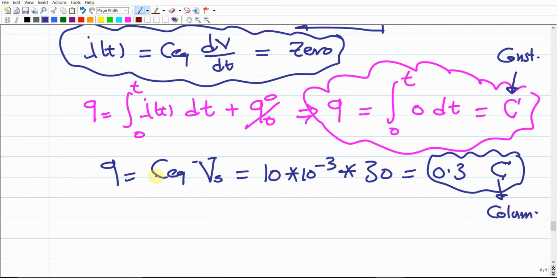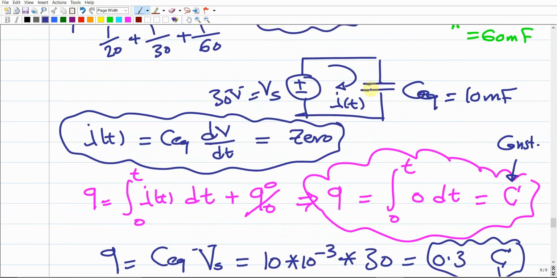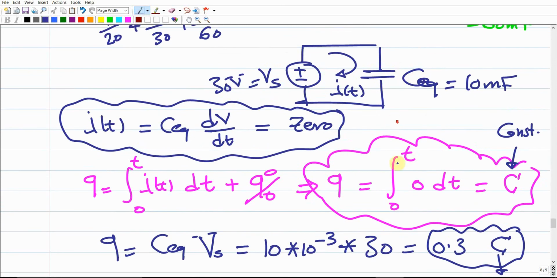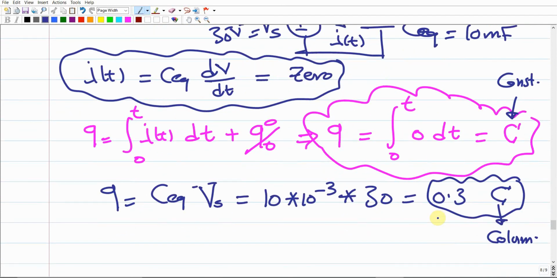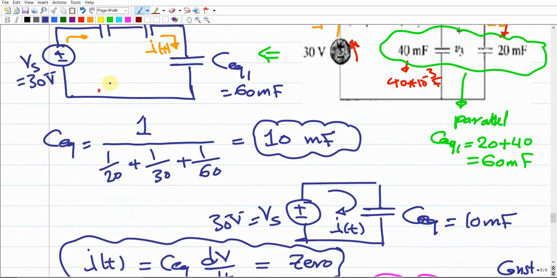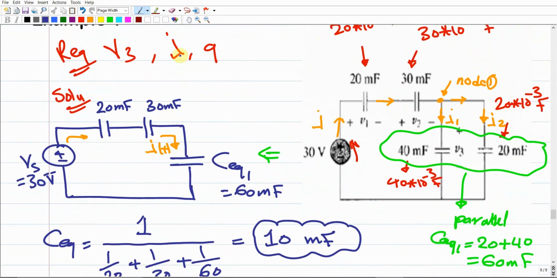So it means that this battery is gonna send a constant charge to the capacitor. This constant charge equals 0.3 coulombs over time. It is a constant rate of the charge. Make sense? So we got the charge, we got the current as already required there. The current simply is 0, and the charge we already got as 0.3.